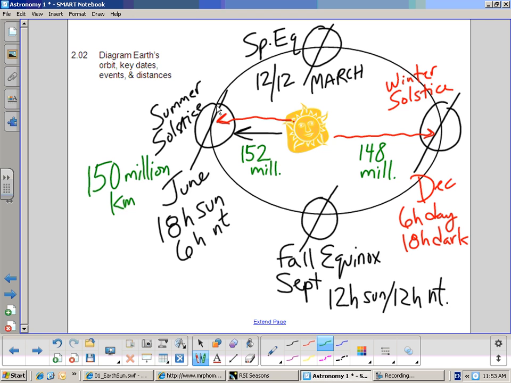What this means is that the distance to the sun has very little effect on our temperatures. Instead, it's being tilted towards or away from the sun. The reason for the seasons is not distance. It's based on the tilt and receiving more or less direct sunlight. And that is 2.02 in your notes.